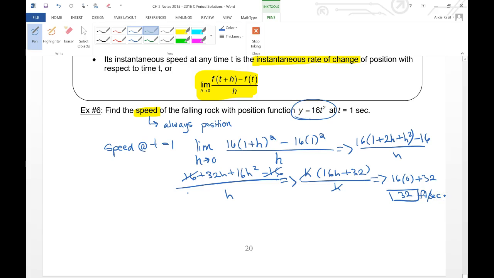Just out of curiosity, so what I was saying earlier about velocity, what would the velocity be? It's dropping, so it's going to be negative 32. Perfect. Wonderful.